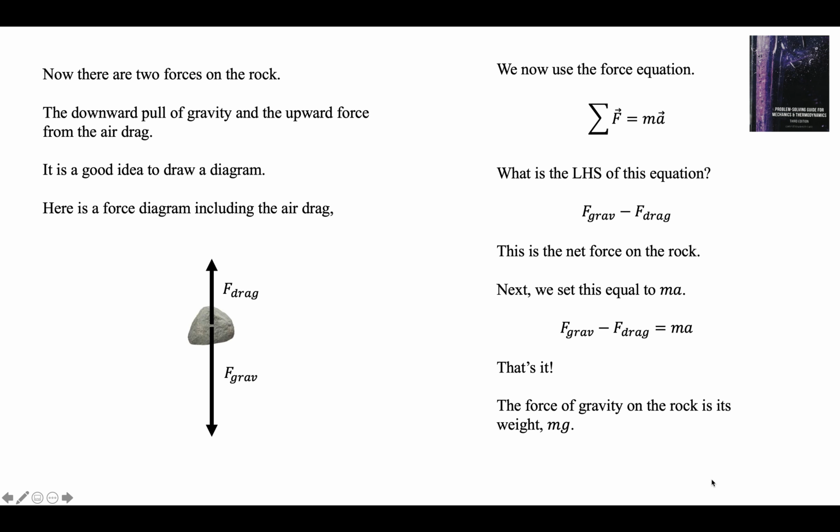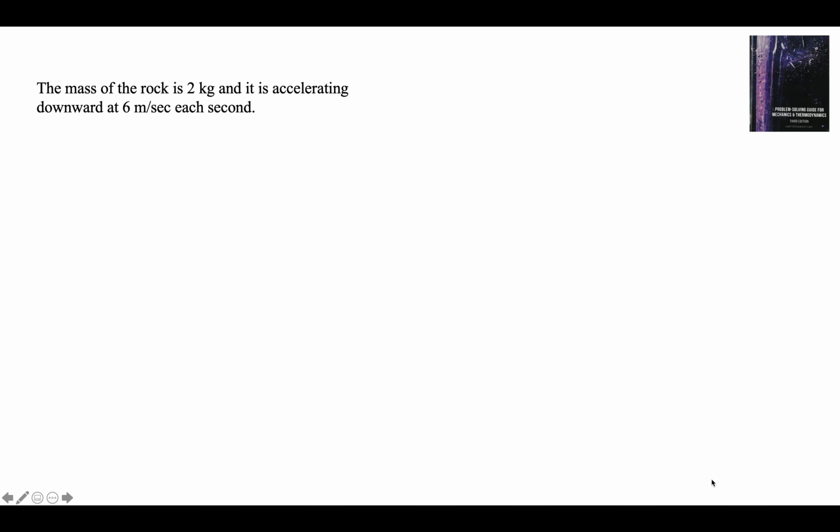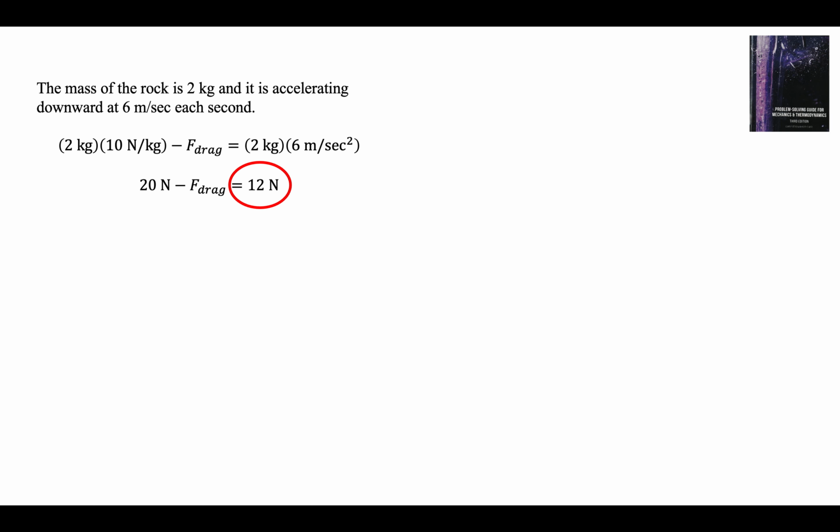Now we just have to plug in some numbers. The force of gravity on the rock is its weight, mg. Its mass is 2 kilograms. The gravitational force is 10 newtons every kilogram, so that's 20 newtons. So there's the weight, 2 kilograms times 10 newtons every kilogram. That's F gravity. There's the drag force, and this is ma. 20 newtons minus the drag force is 12 newtons.